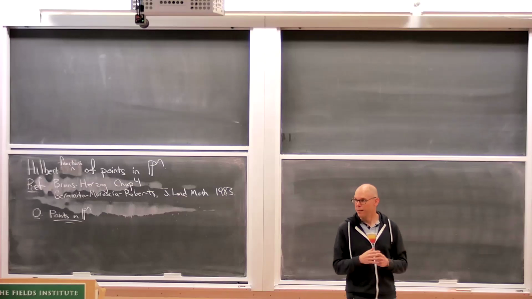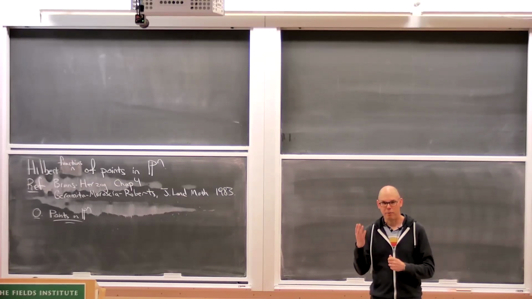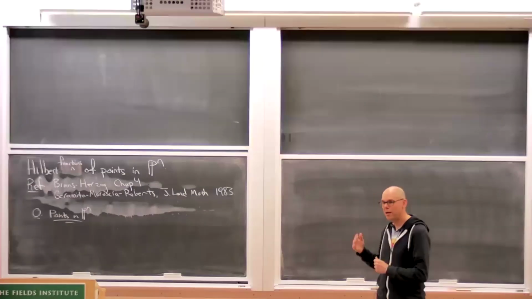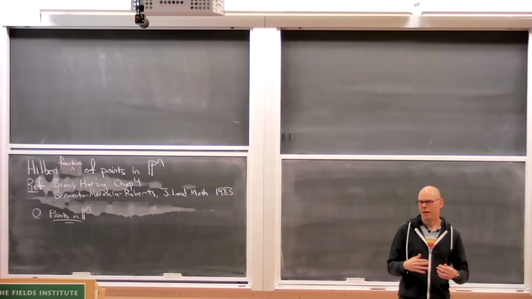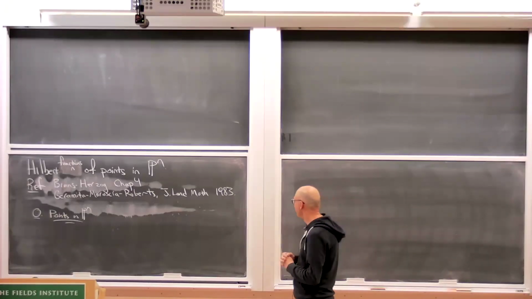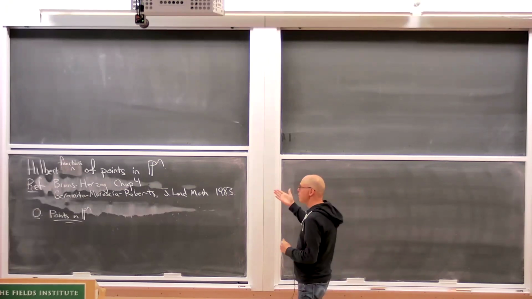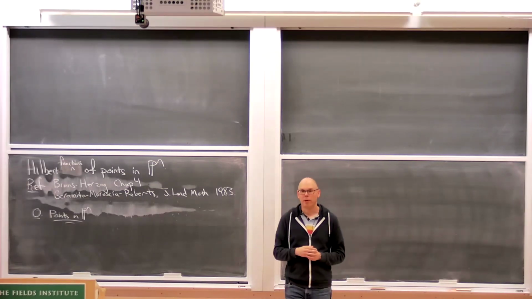Now, there's this saying that a result is classical if it was proved before you were born. So for many of you, I wish it was classical for me, but it's not classical for me. But I'll give you the statement of what a Hilbert function of points in Pn is.